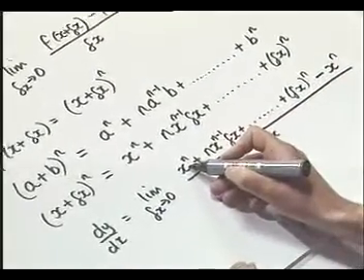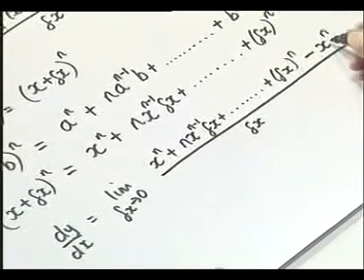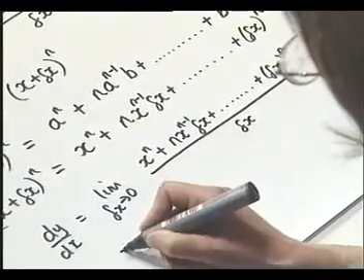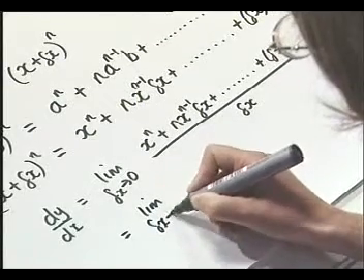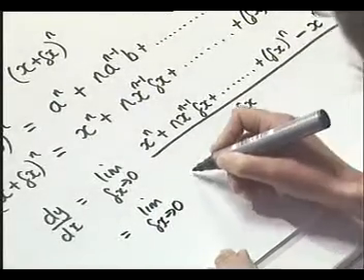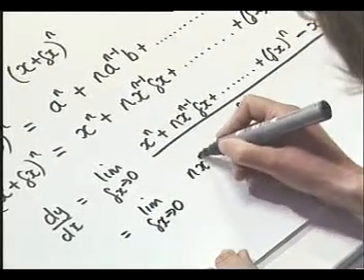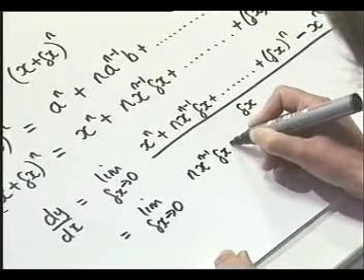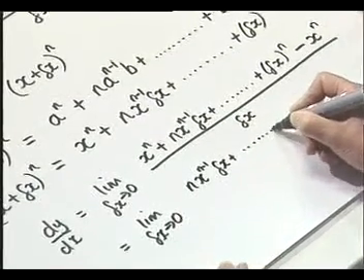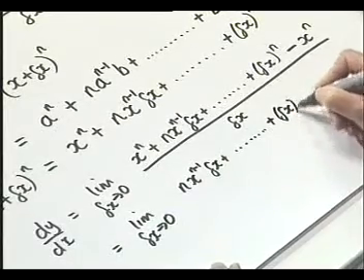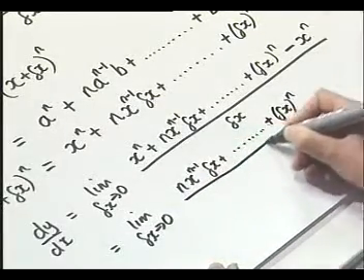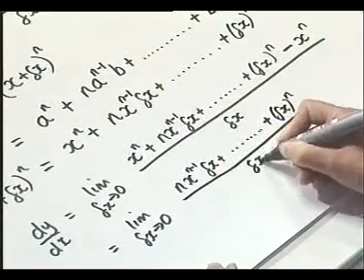Now here we have x to the power n, take away x to the power n. So our derivative is the limit as delta x approaches 0 of n x to the n minus 1 delta x plus all the terms in x and delta x plus delta x to the power n, all divided by delta x.